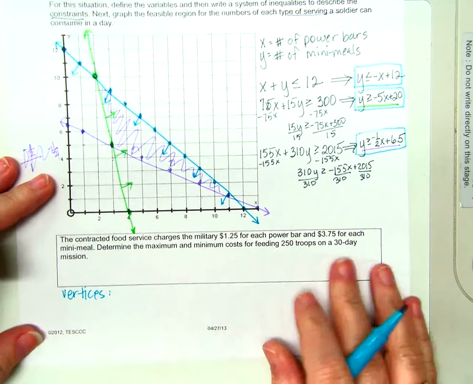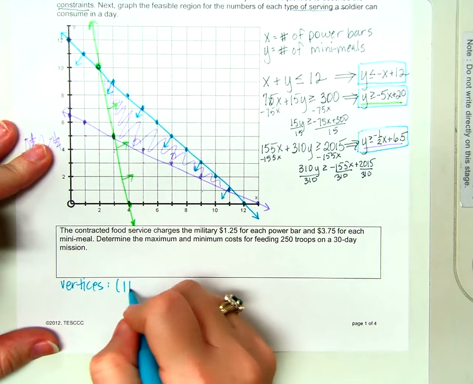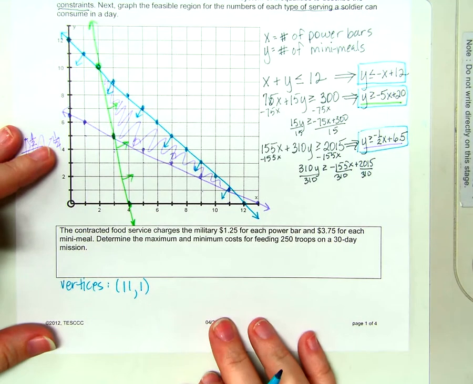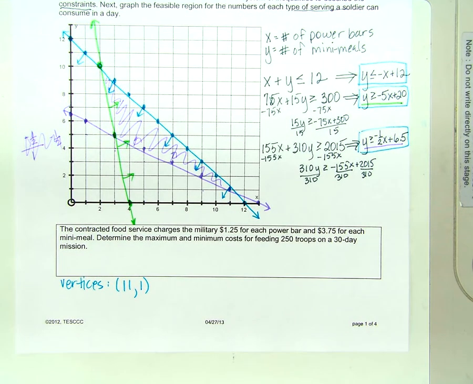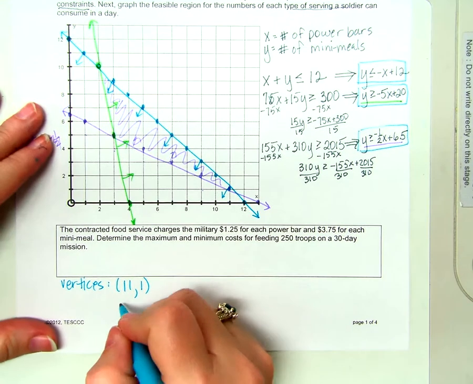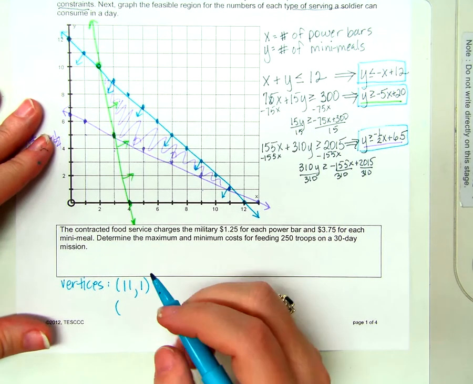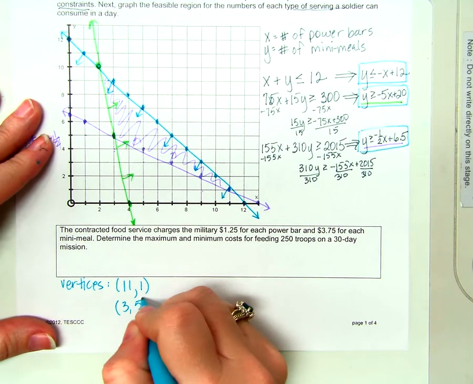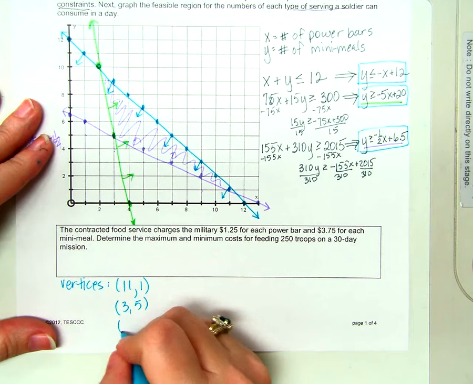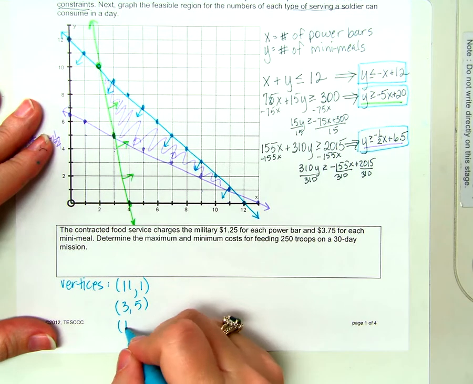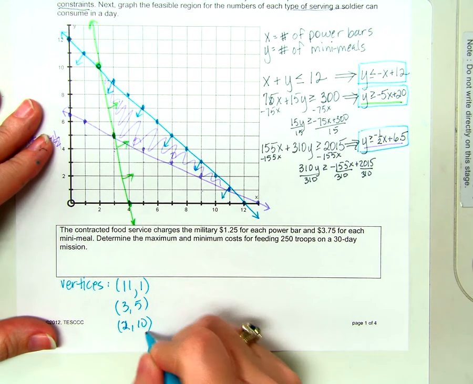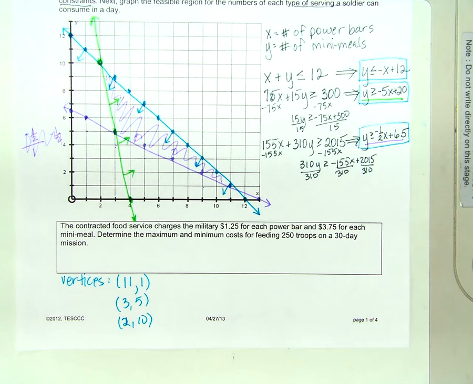Where are my vertices? 11, 1. If it's a triangle, how many vertices ought I to have? 3. So what's the second one? 3, 5. 2, 11. I got 11, 1, so I need 2, 10. 2, 10. Okay? So those are my vertices.